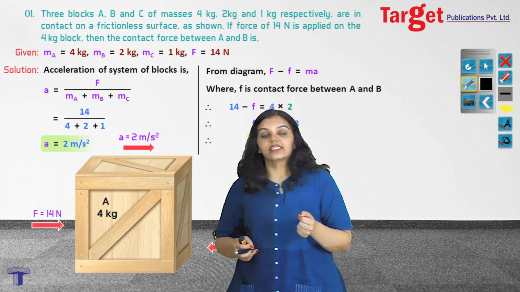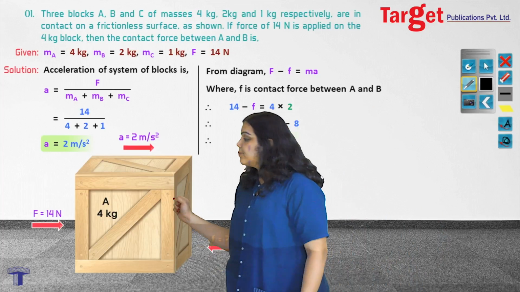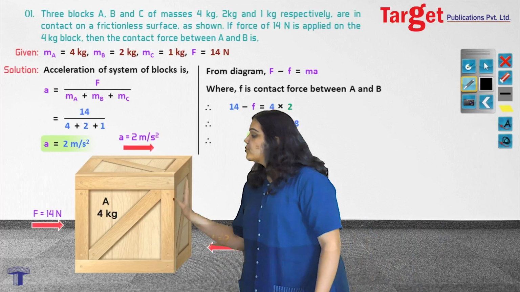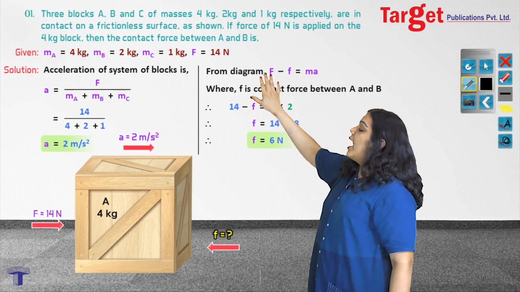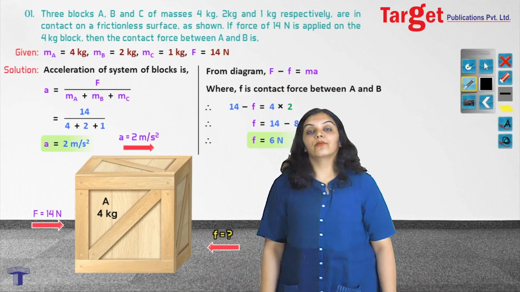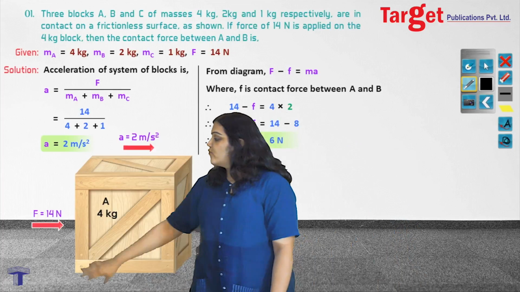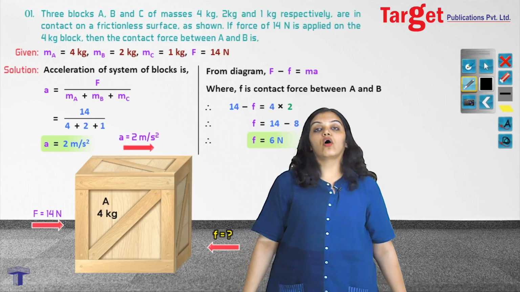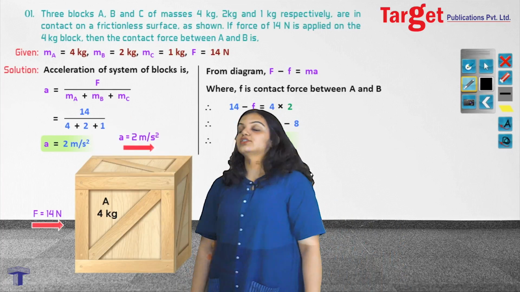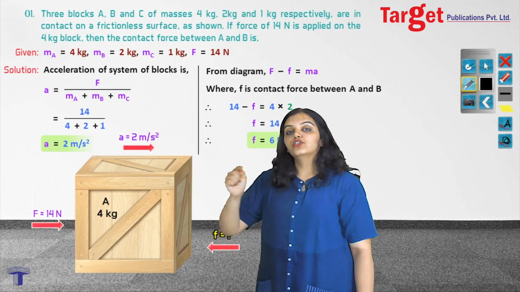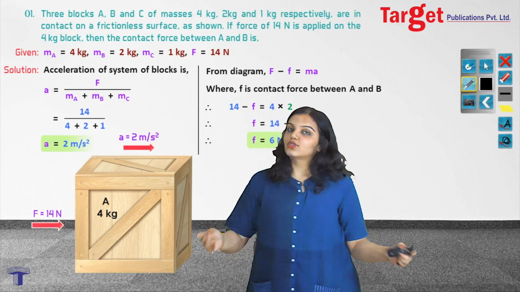What were the concepts that we used in this sum? Let's recap. We used the concept of normal reaction between the surfaces. We used the concept of Newton's second law and the concept of the free body diagram. The important part of this question was to understand that when the force would be applied on the 4 kg block, all the three would move together. So quickly we found the acceleration of the system as a whole, and then used that information to apply it to the free body diagram of A and solve the sum.